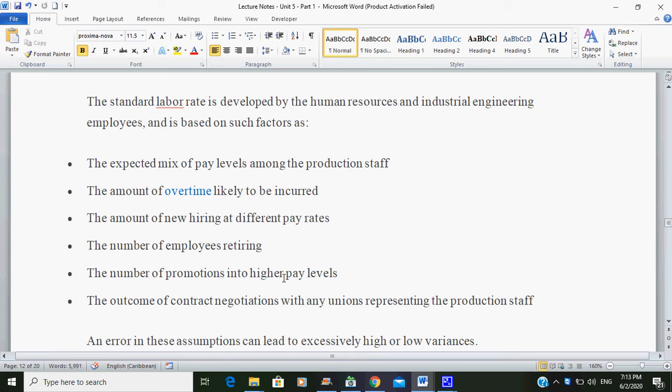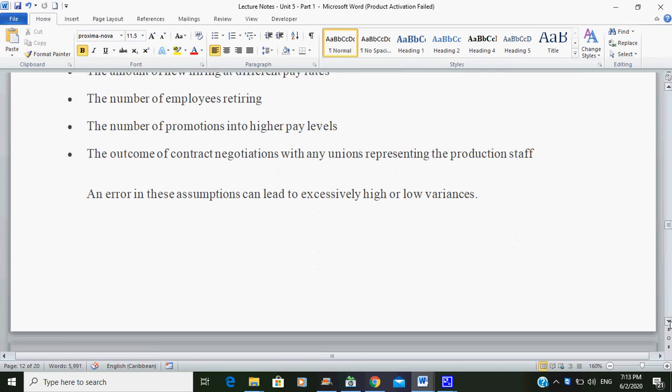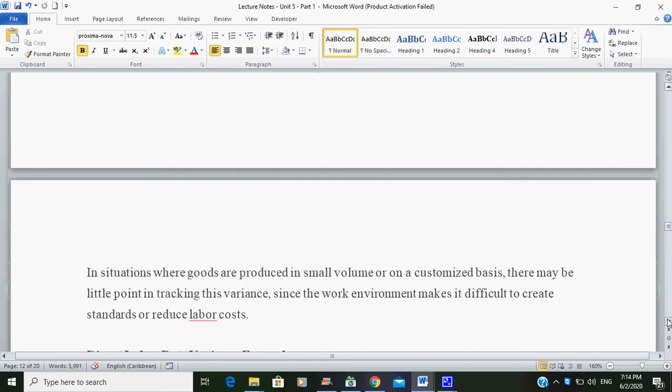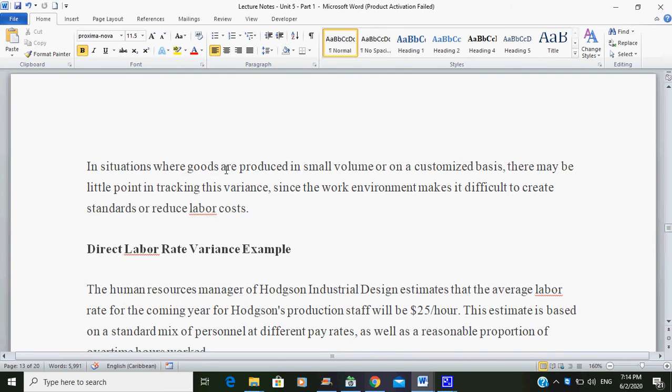In situations where goods are produced in small volume or on a customized basis, there may be little point in tracking this variance, since the work environment makes it difficult to create standards or reduce labor costs. Alright. We look at direct labor rate variance now.